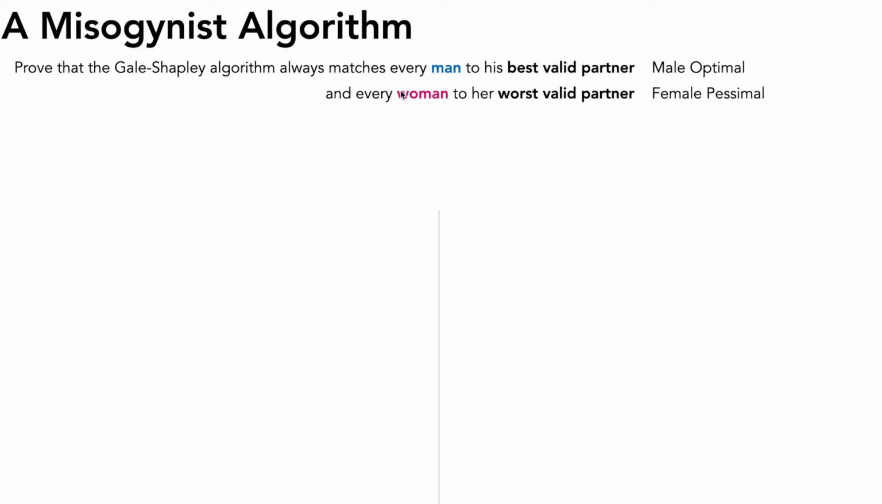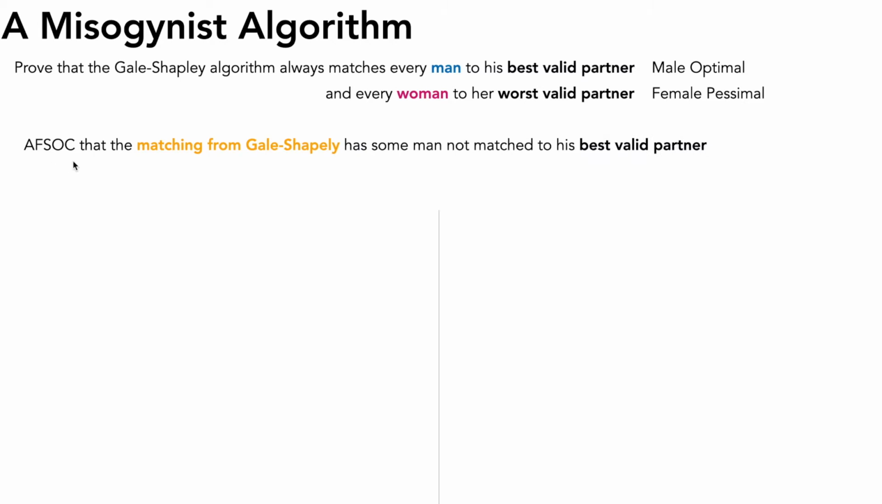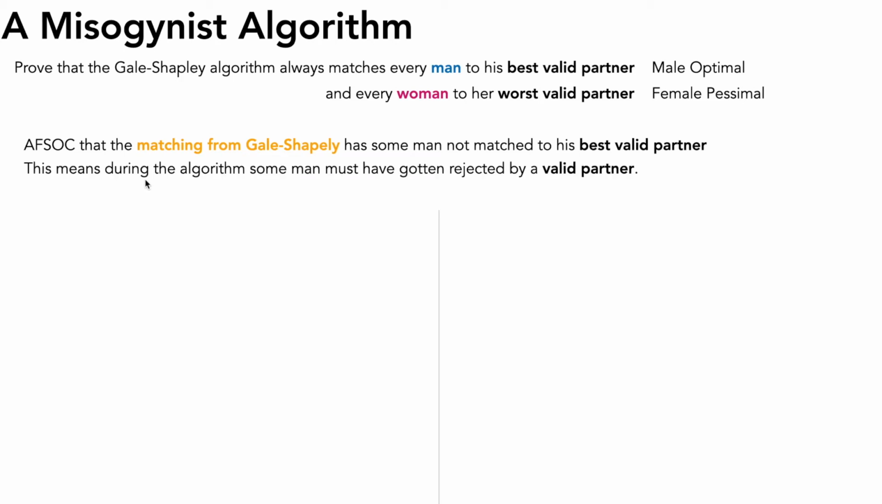Let's start off by proving that every man is matched to his best valid partner. We're going to do this via a proof by contradiction. So let's start off by assuming for the sake of contradiction that the matching from Gale-Shapley has some man not matched to his best valid partner. This would mean that during the run of the algorithm, some man must have gotten rejected by a valid partner.